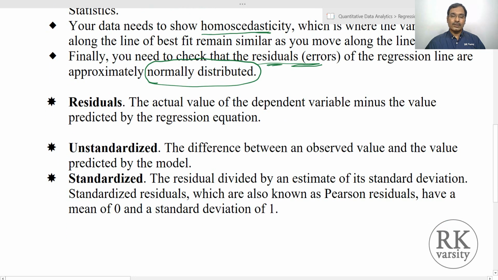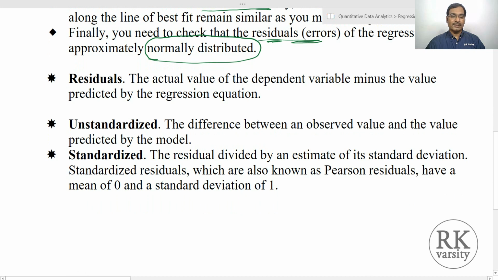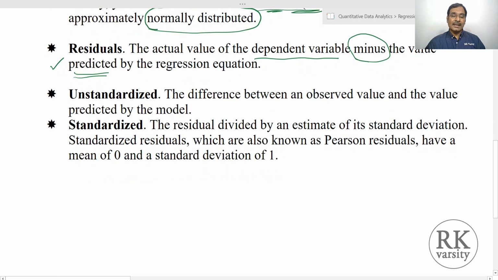Now, how are you going to identify the residuals, and what exactly do residuals mean? The residuals are the actual value of the dependent variable minus the value predicted by the regression equation. In SPSS, you can also have the predicted values. So you can save the predicted values, and then you can compare the actual value with the predicted value to know the residuals.